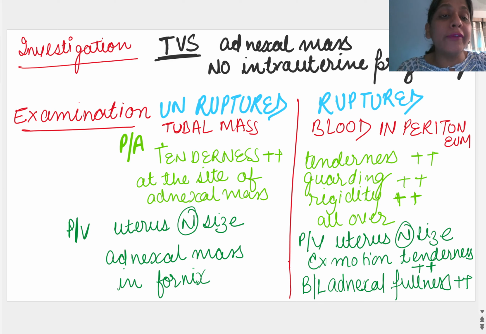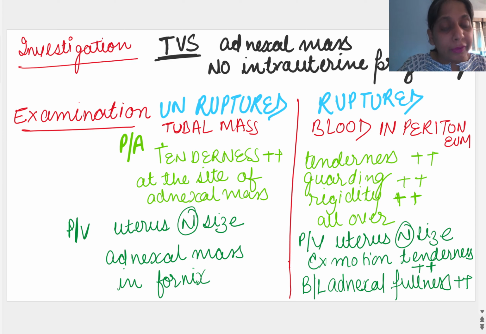Okay. And if it is ruptured, then as I already told you, the tube will tear. Then what will happen? The whole peritoneal cavity will be filled with blood. So on PA, there will be tenderness, guarding, rigidity all over. Wherever we touch the abdomen, there will be these three signs: tenderness, guarding, rigidity all over.